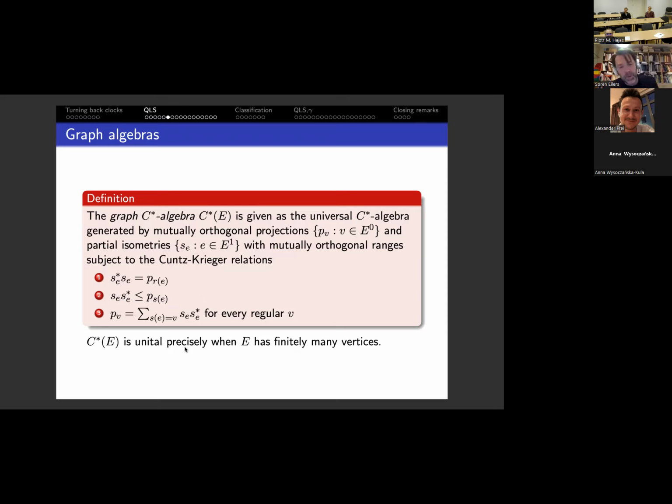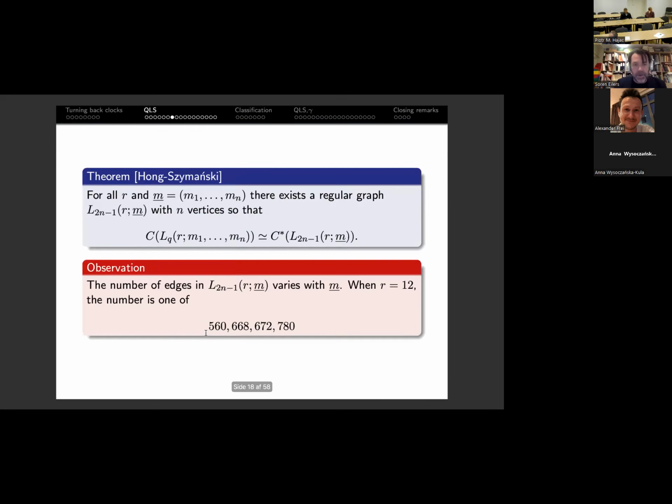So also an important thing is that there's a unit for this universal C-star algebra precisely when there's finitely many vertices. It doesn't matter if you have infinitely many edges or not. And the unit is just what you would expect it to be. It's just the sum of all the vertex projections of the finitely many vertices. Okay, so this is what I mean by a graph C-star algebra.